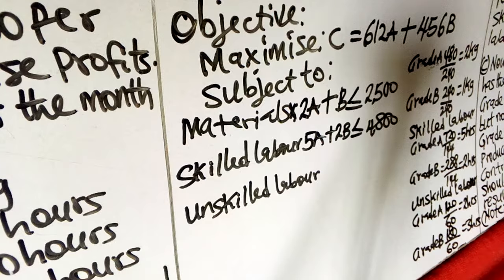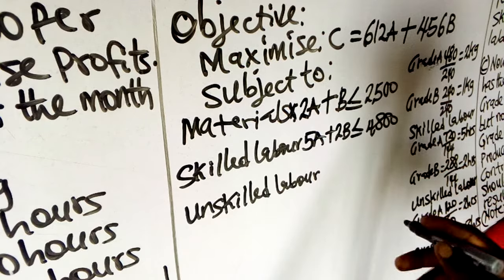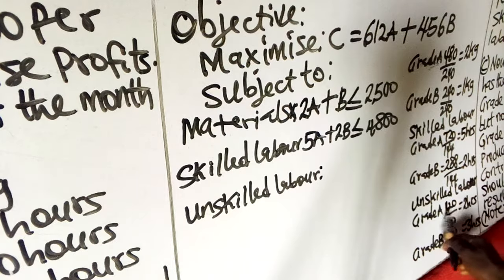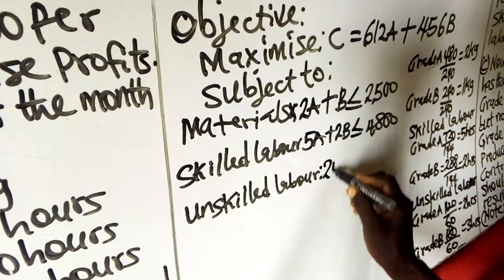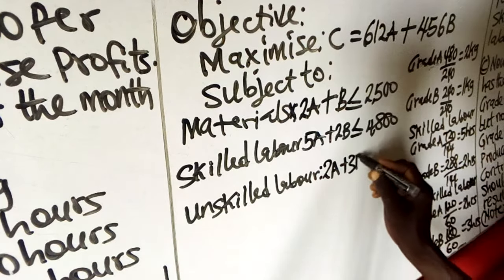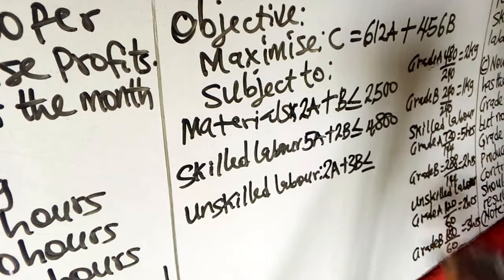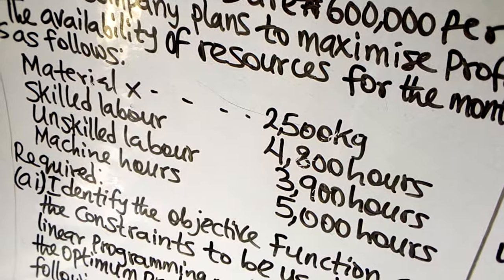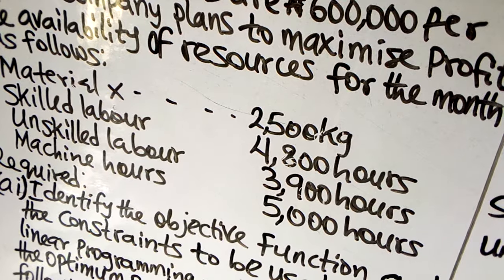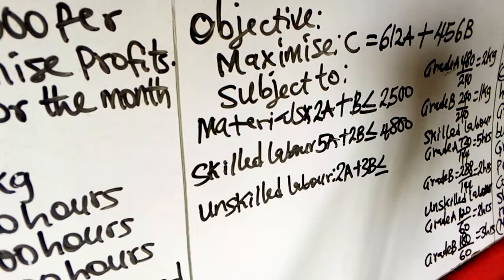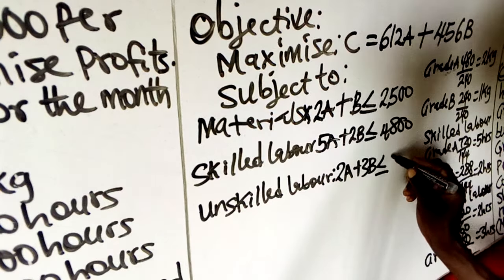So our constraint now for unskilled labor, we have 2 hours of grade A, that is 2A, plus 3 hours of grade B, that is 3B, less than or equals to the maximum unskilled labor hours available, which is 3,900. So less than or equals to 3,900.